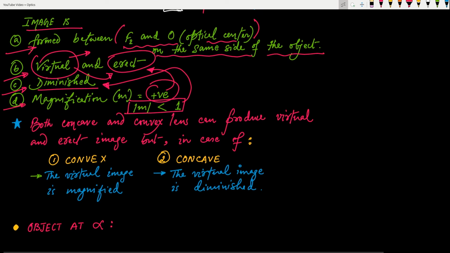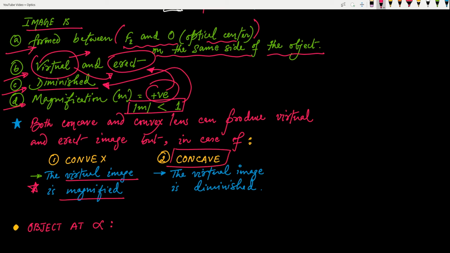As you can see here, both concave and convex lens can produce virtual and erect image. But in case of convex lens, the virtual image was magnified. Very, very important. You need to remember this. The virtual image in convex is magnified. Whereas, for the concave lens that we have drawn recently, the virtual image is always diminished. So this is the difference. They can ask you these concepts in objectives, so you need to be very careful. So this is all about the image formed by concave lens wherever the object position is, except at infinity. Now we'll be looking into the formation of image when the object is kept at infinity.